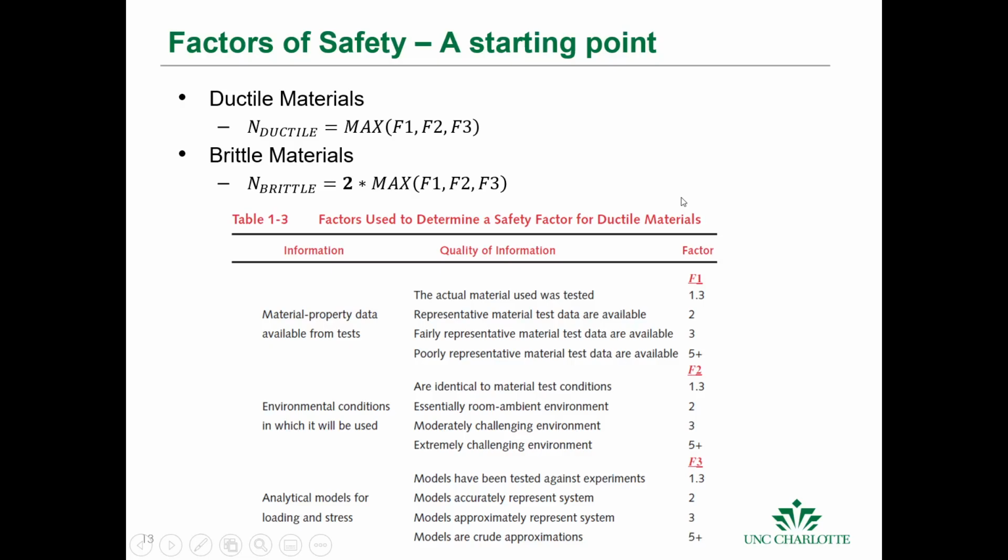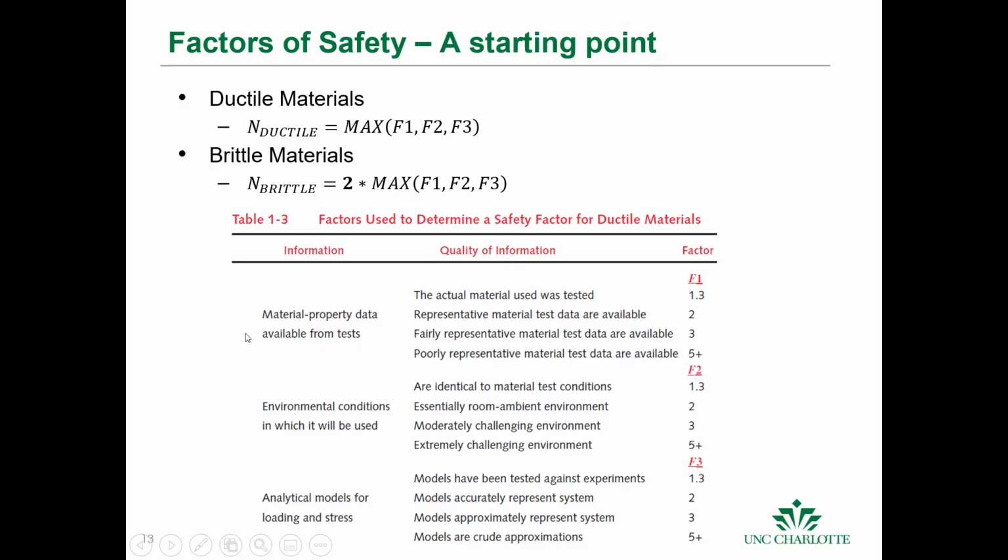Okay, so this is just some guidelines. This is a starting point for the safety factor. If you have a ductile material, then you'll take the maximum of one of these safety factors that you'd like to design against. If you have material property data from tests, and the actual material used was tested, then a recommended safety factor of 1.3 is going to be okay, because you have a higher degree of confidence.